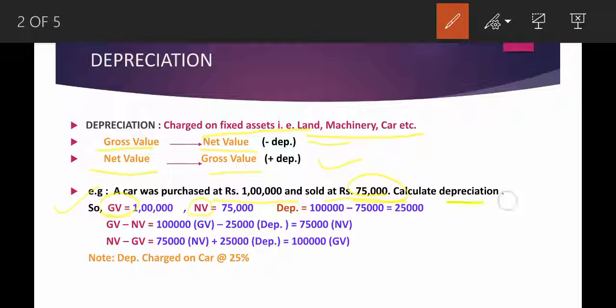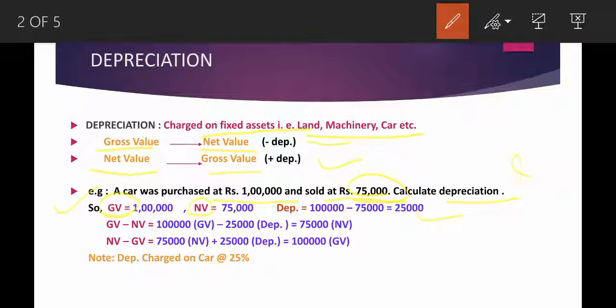Now what we have to do? We have to calculate depreciation. As we know, if you deduct the net value from the purchasing price or gross value, you will get depreciation, that is 25,000. Now let's come to this concept of gross value to net value. So how can we understand it?